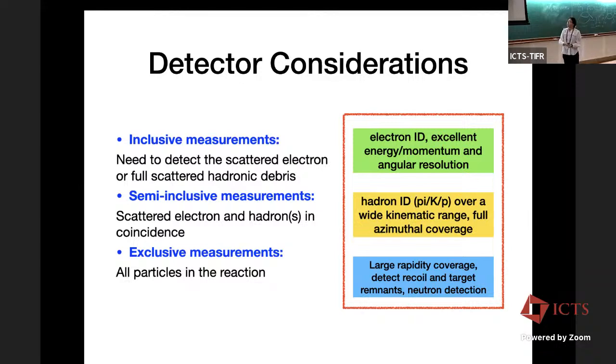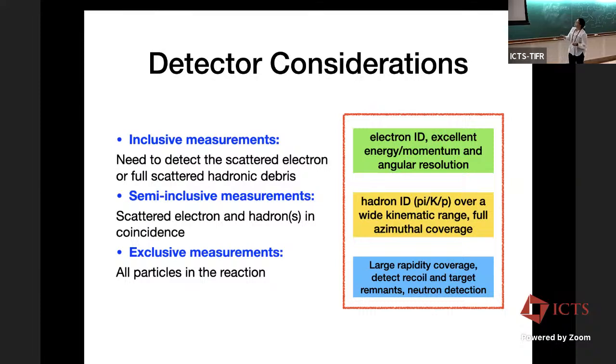Semi-inclusive interaction measures, on top of the scattered electron, also the final state hadrons. And when you measure these hadrons, you also want to know which hadron you have there, so that you can relate that to the flavor of the quarks, for example. In that case, you need to measure the scattered electron and hadrons in coincidence. And there is the exclusive measurement that requires a more stringent condition, where you need to, in principle, measure all particles in the reaction.